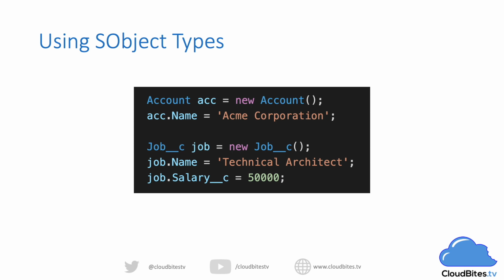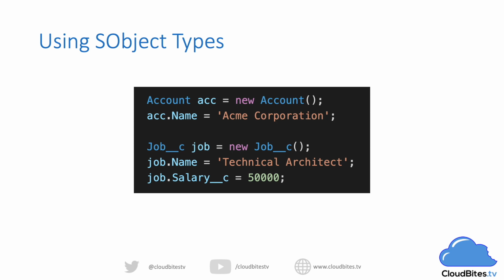Okay? The next word, account, is just our data type again, but we're saying that we want to create a new instance of that object, and so we're going to use those parentheses at the end to construct one. That just means create me a new instance of it. So account ACC equals new account with those parentheses has created a new instance of an account sObject. The line below then means that we can just do ACC.name and then set the name to Acme Corporation. Okay, very, very nice and easy.